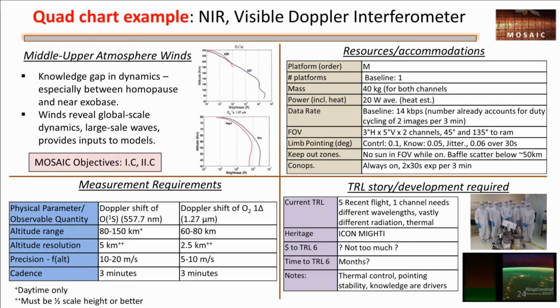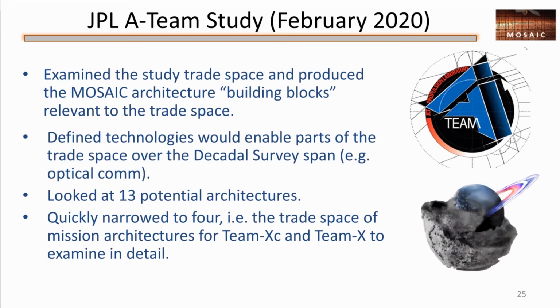We made quad charts for all the instruments. This is just an example for the wind interferometer for the thermosphere, where we had the science in the upper left, the requirements of the measurements in the lower left, the resource and accommodations in the upper right, and any particular TRL story, heritage, etc. on the lower right. And so this was a really handy reference for the JPL folks to use to figure out how to accommodate these instruments on the different platforms.